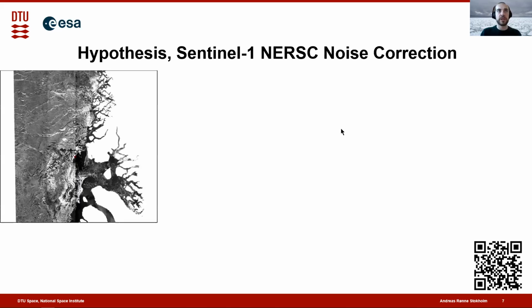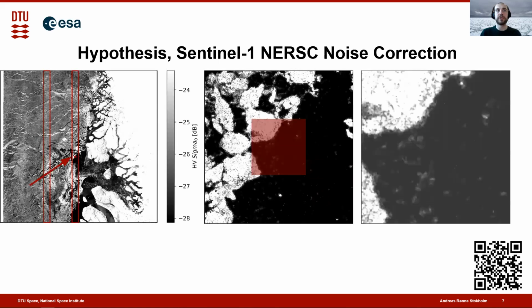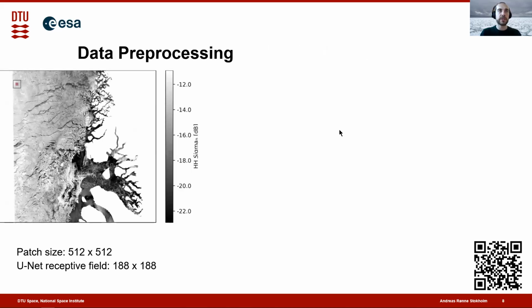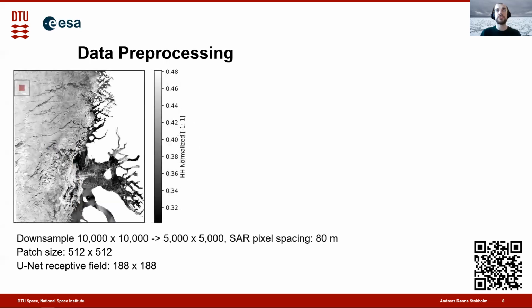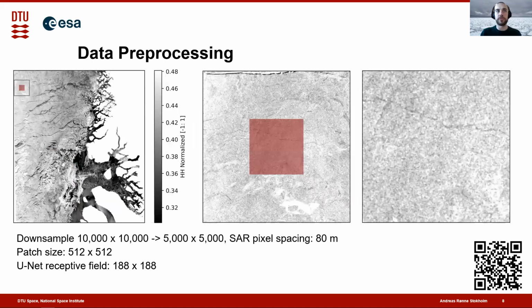To mitigate this, we apply an alternative to the standard SAR noise correction, which we call the NERSC noise correction. Here we see that the long vertical lines are much less visible even if we zoom in. To increase the effective receptive field and further reduce SAR noise, we downsample our data from 40 meter pixel spacing to 80 meters. And already the model is able to see more of the input.